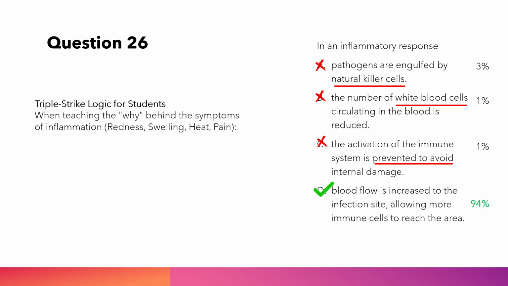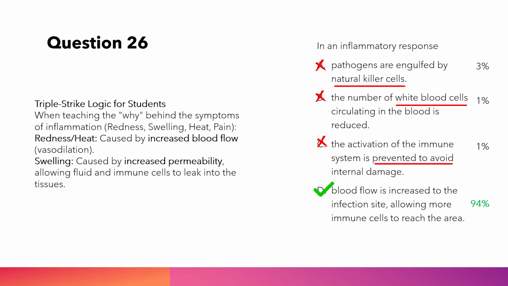When teaching the why behind the symptoms of inflammation: redness, swelling, heat, pain. Redness, heat, caused by increased blood flow, vasodilation. Swelling, caused by increased permeability, allowing fluid and immune cells to leak into the tissues. Purpose: to localize the infection and accelerate the arrival of phagocytes.